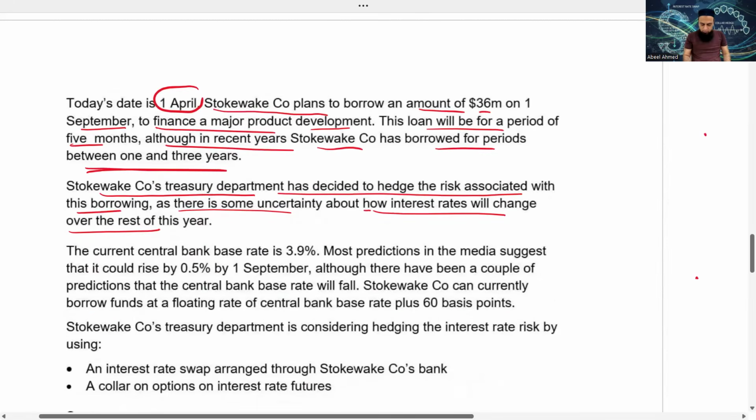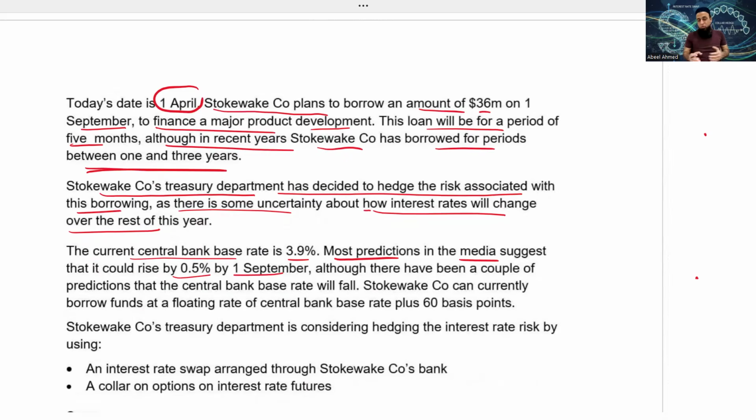The current central bank base rate is 3.9. It works like LIBOR. Most predictions in the media suggest it could rise by 0.5% by 1st September. I like this. To be very honest, we are the borrower in this question. Obviously, a borrower faces a risk of rise in the interest rate. Logically, a borrower does not face a risk of fall in the interest rate. A fall in the interest rate is definitely going to be beneficial for the borrower, and that is not a risk. If someone is a borrower, that company should be praying that in the future interest rates should fall. They will get the benefit. So logically, we are the borrower and we actually face the rise in the interest rate.